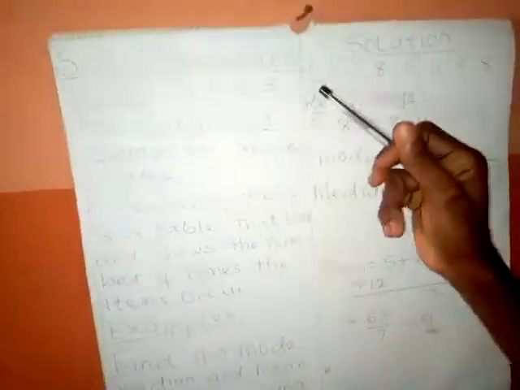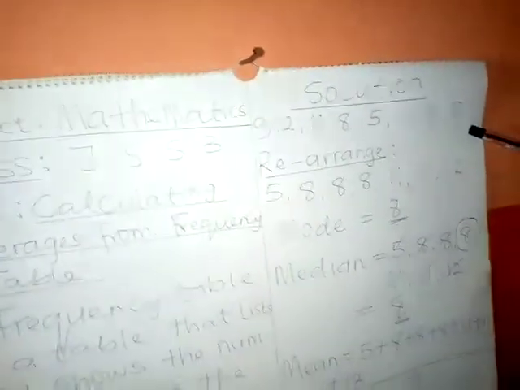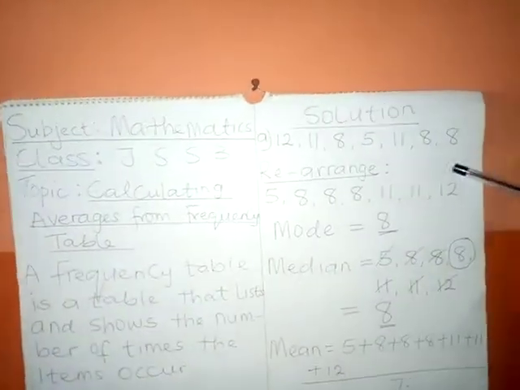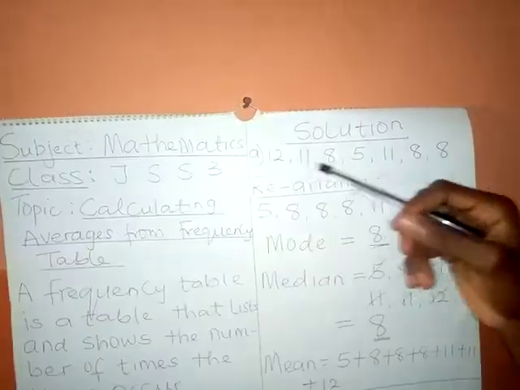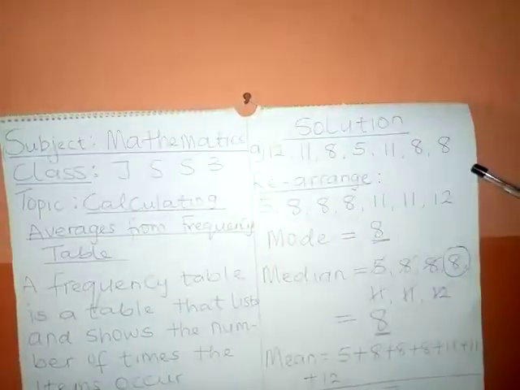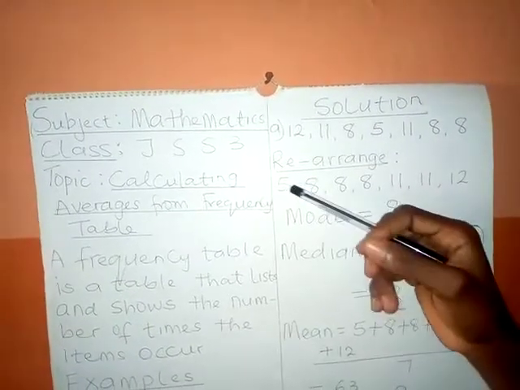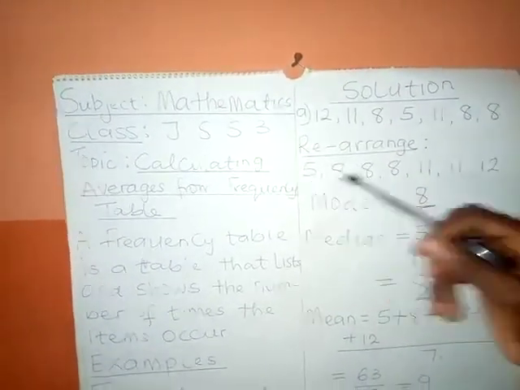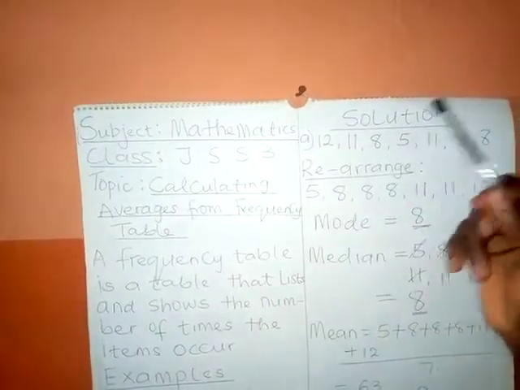Now let's look at the solution to question A. These are the data that are given. Before we can start our calculation, we need to first of all rearrange the data. We can arrange them from the least to the highest, or from the highest to the least. Now, rearranging from the least to the highest, the least number here is 5. So we write 5.